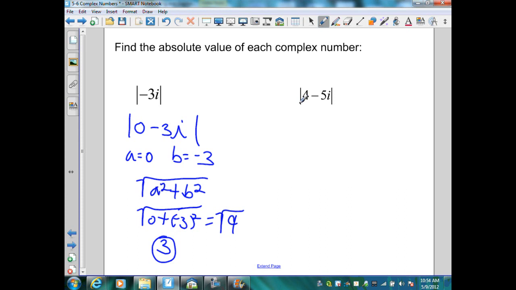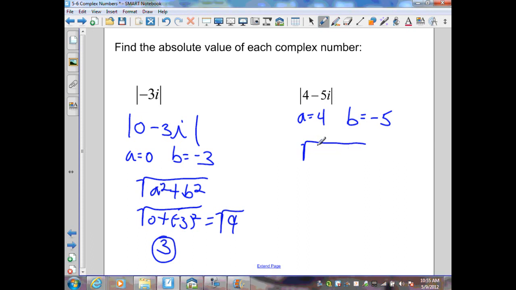Here I have the absolute value of 4 minus 5i. a equals 4. b is equal to negative 5. I substitute into the square root of a squared plus b squared. a squared is going to be 4 squared plus negative 5 squared. That gives me the square root of 16 plus 25. And when I simplify, I get the square root of 41. And this is in simplest form.